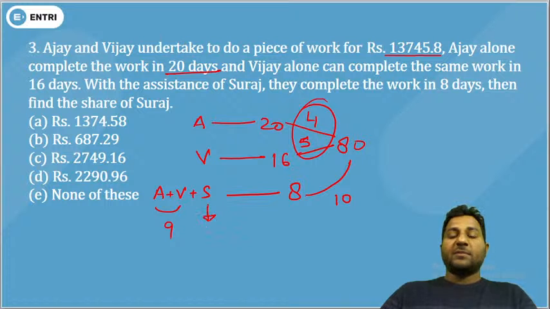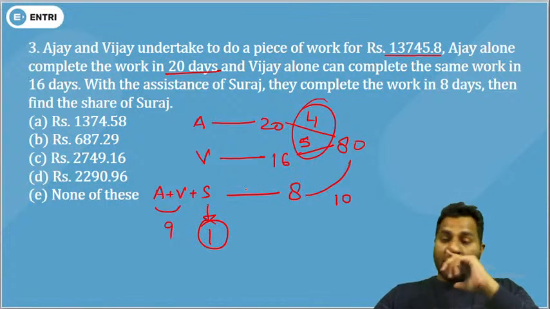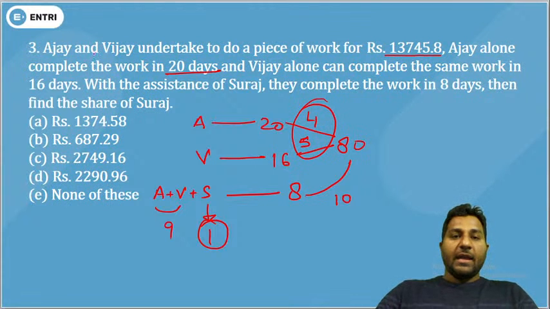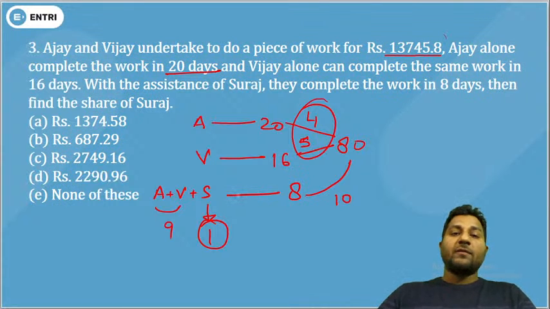That means Suraj must have been only one work per day efficient, and Ajay and Vijay undertake to do the piece of work for this. So then find the share of Suraj. So how are you going to solve this? Because Ajay and Vijay undertake to do a piece of work for this one.